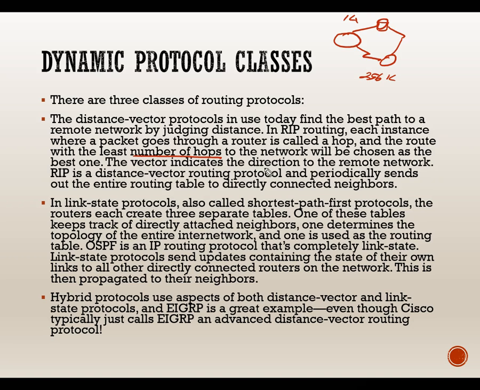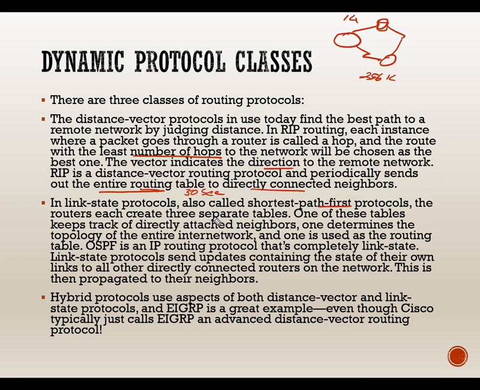The vector indicates the direction to the remote network. It's a distance vector protocol. Periodically sends out the entire routing table, and the periodic, as we saw a little earlier in the demo, is every 30 seconds to directly connected neighbors. So tell a friend who tells a friend who tells a friend, and that's the way that the route table gets built. Link state, also called the shortest path first.